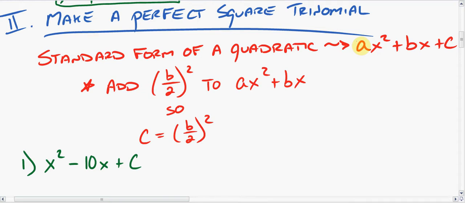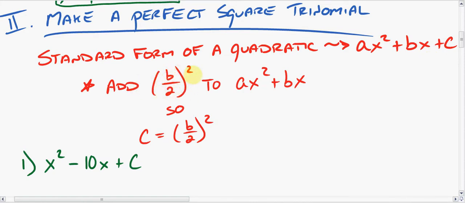This is section 4.7 part 2, and here we're going to learn how to make a perfect square trinomial. So we know the standard form of the quadratic is ax squared plus bx plus c. I just wrote it here so you can get it in your notes. It's a nice reference point if you don't have that memorized, but you should. Alright, so memorize this.